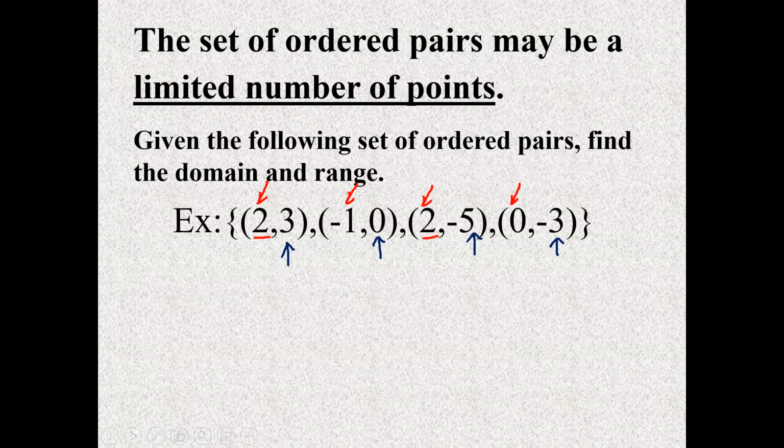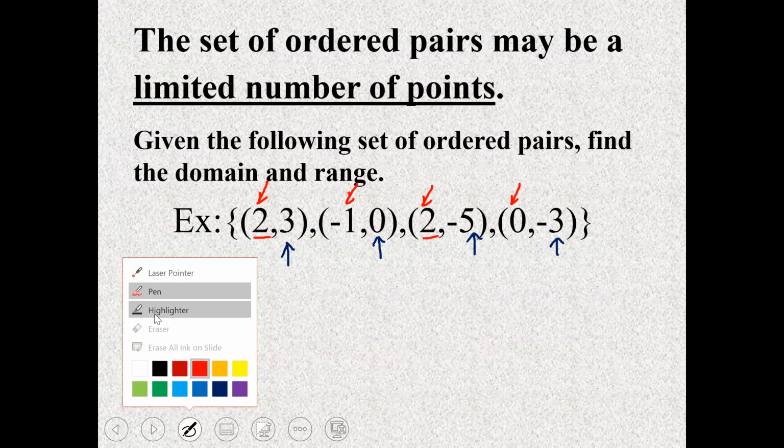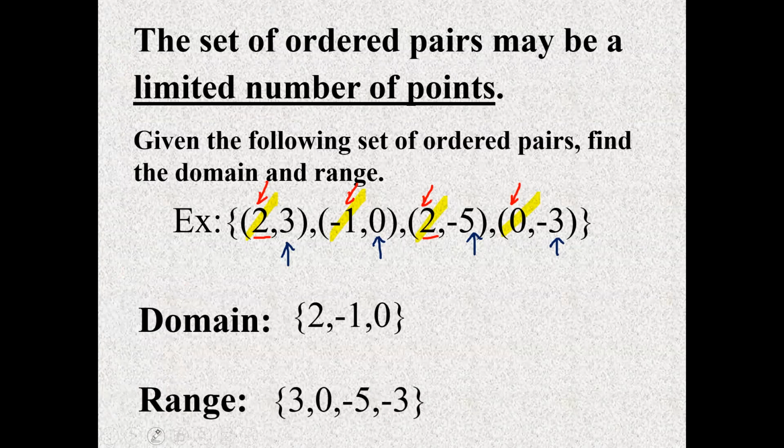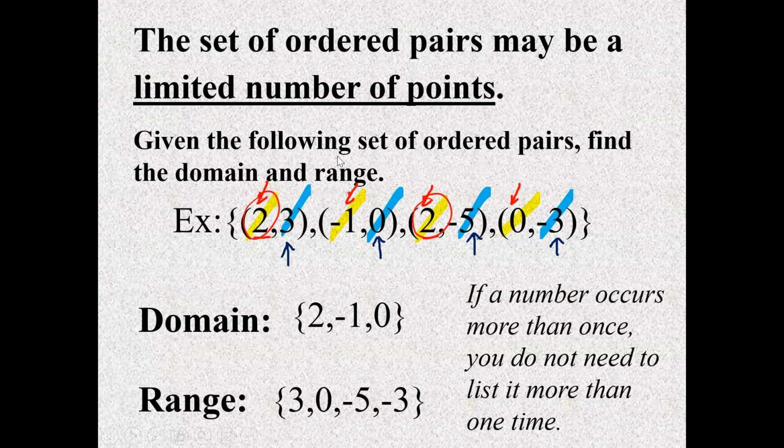In this example, domains are generally the first numbers in the set. So everything that I'm highlighting in yellow are the domains. And then everything I highlight in blue are the range. If you look at it, is this domain a function? And remember, if the x repeats like the 2 does, it's not a function.